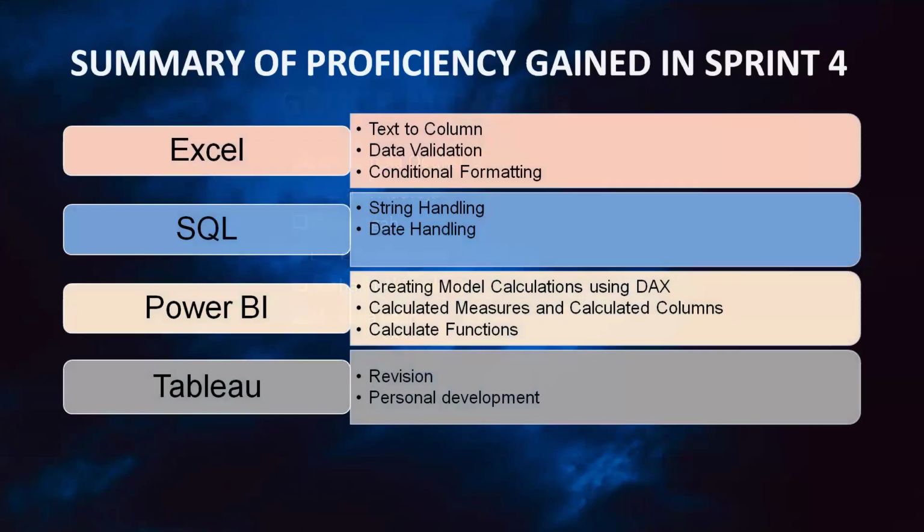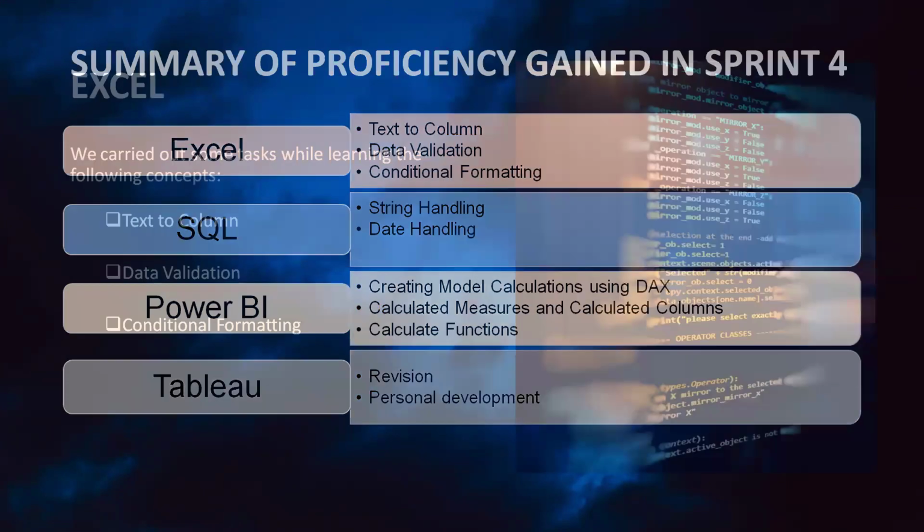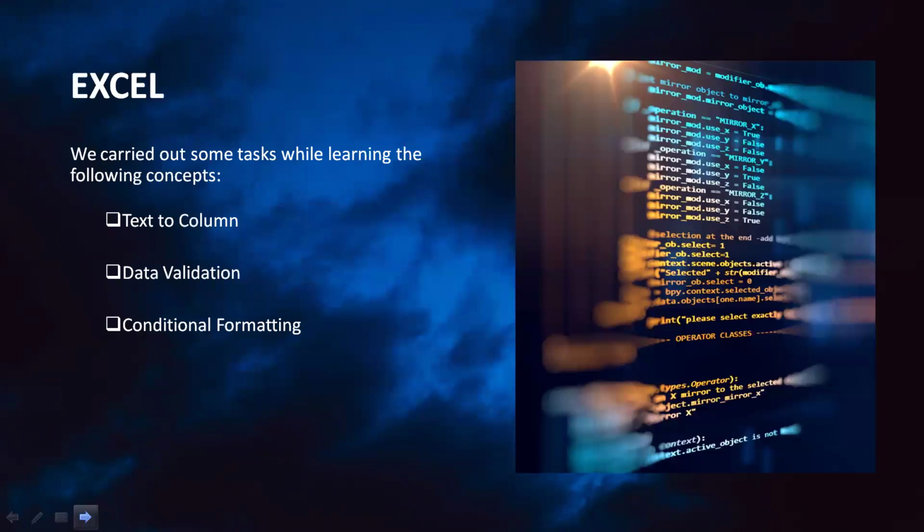Next slide, please. Here is a summary of the proficiency we've gained using the various tools in Sprint 4. Next slide, please. In Excel, we carried out some tasks while learning the following concepts: text to column, data validation, and conditional formatting.